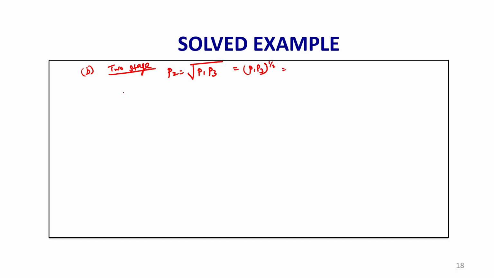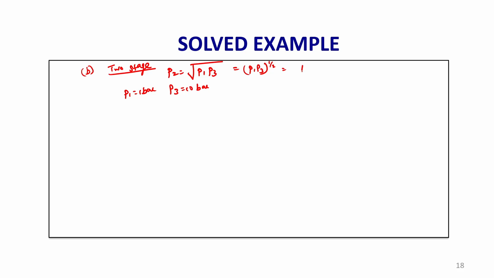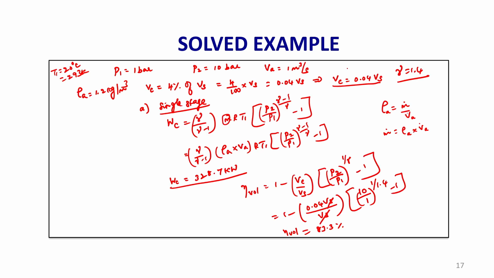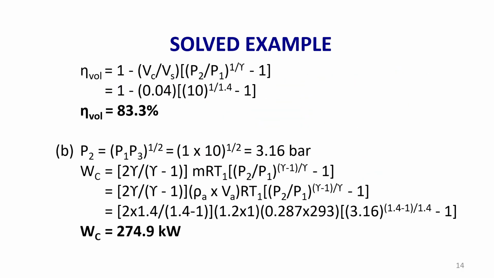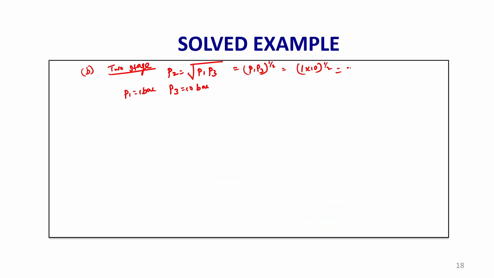P1 is 1 bar, no change. P3 will become 10 bar, because I am doing the calculation for a suction pressure of 1 bar and a discharge pressure of 10 bar. So the intermediate pressure for 2 stage has to be evaluated. This is 1 into 10 bar to the power of 1 by 2. So the intermediate pressure you will get is around 3.16 bar. This is the value of P2.